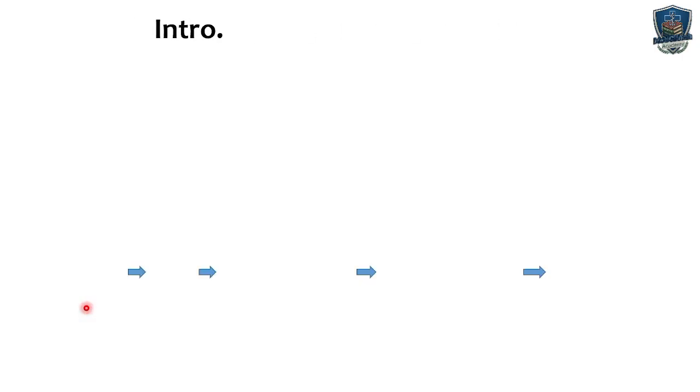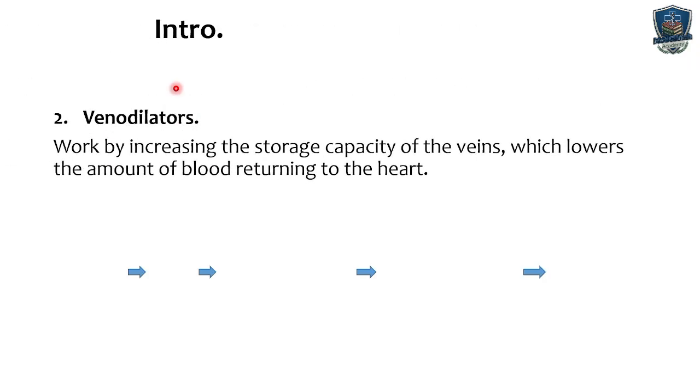So let's continue. Just ignore my arrows. Our second point: let's look at the drugs that dilate our veins. What about venodilators? Our first point here, as you can read, is that venodilators work by increasing the storage capacity of the veins, which lowers the amount of blood returning to the heart. Unlike the arterial dilators, if you dilate the veins, you are increasing the capacity of the veins to store blood. So the blood will be somewhat static as you dilate the veins.